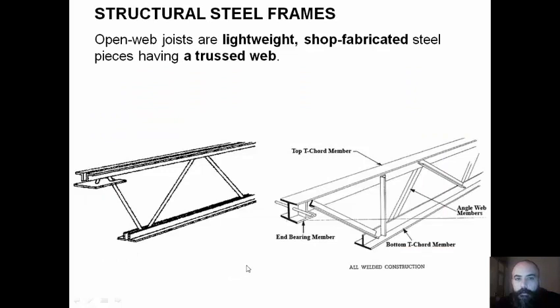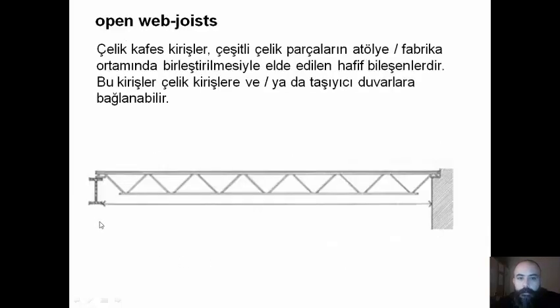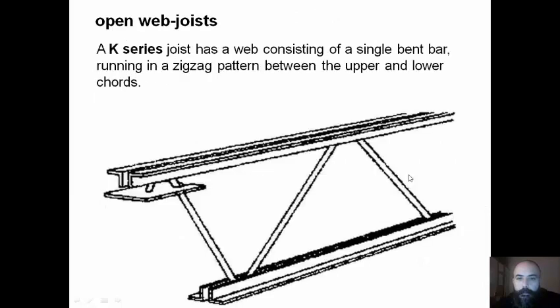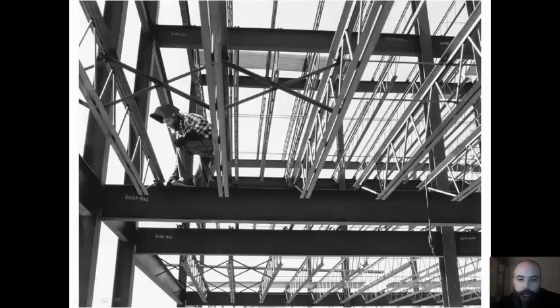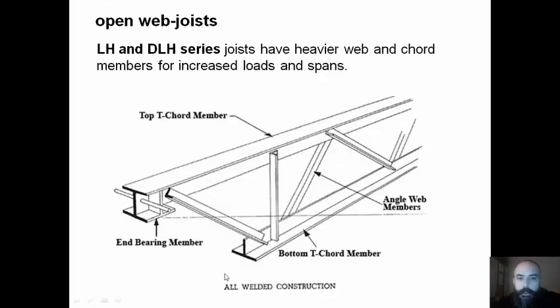We can have open web joists. These are lightweight, shop fabricated steel pieces having a trussed web. A K-series joist has a web consisting of a single bent bar running a zigzag pattern between the upper and lower chords. LH or DLH series joists have heavier web and chord members for increased loads and spans.